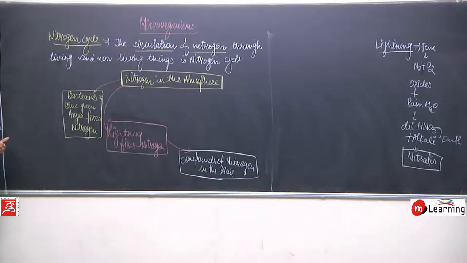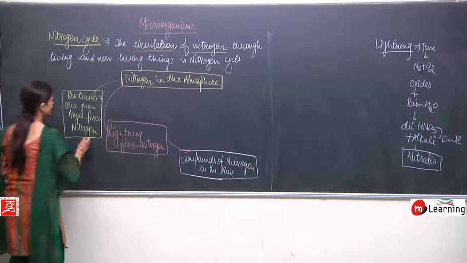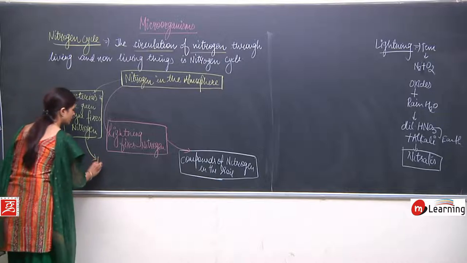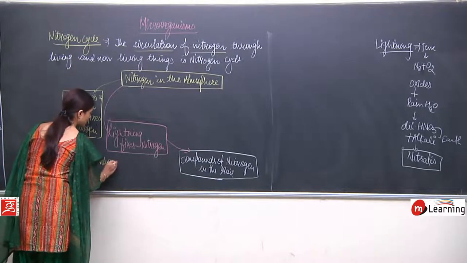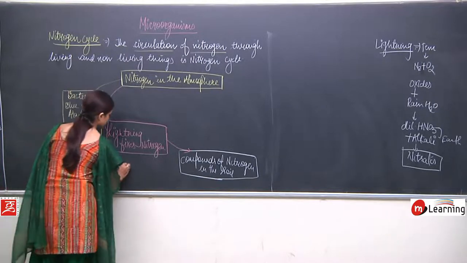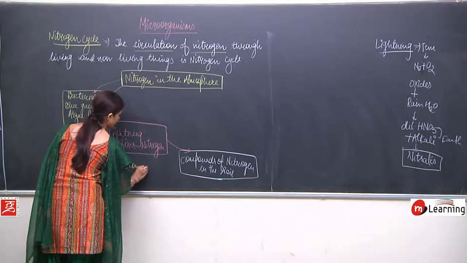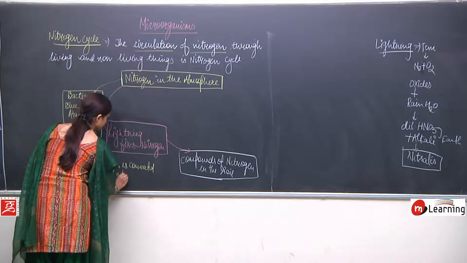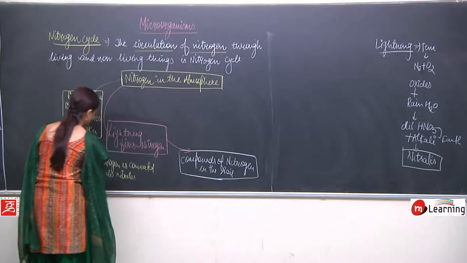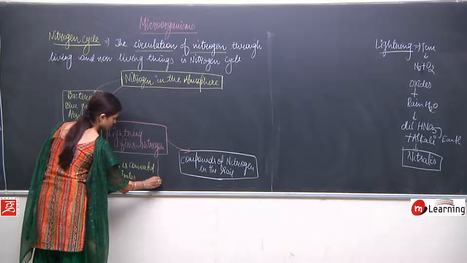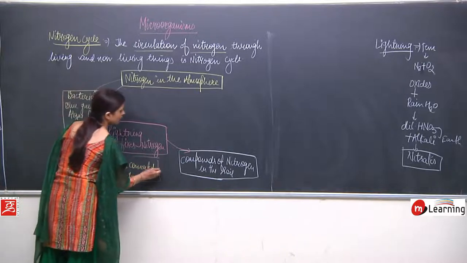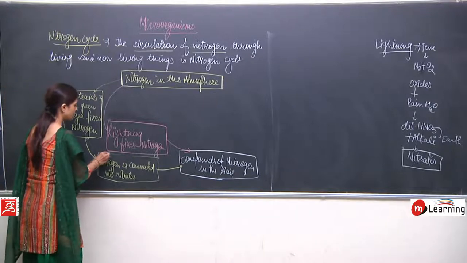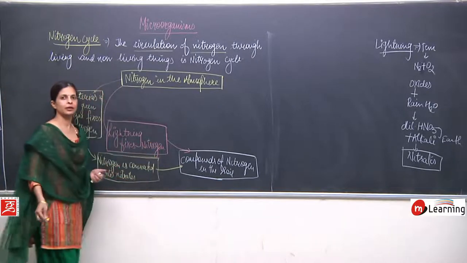So when I say that these are fixing nitrogen, what will be formed over here? Obviously, the atmospheric nitrogen is converted into nitrates, and where will it go? It will go into the soil. This we have discussed, and I think this is very clear.